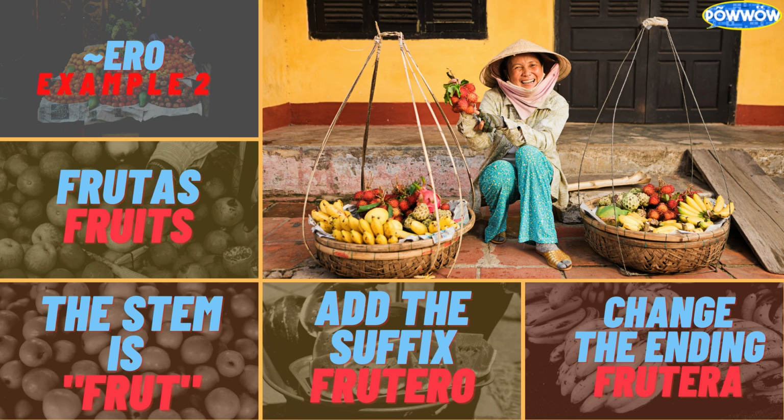Therefore, in this case, we have to change the ending from the O to A to refer to a female, because we know she's a lady. So now we're going to change the ending, and we have the final product, which is the word frutera, which means a female fruit seller or fruit vendor. And that's how you would come to this particular word just using ero. So if you were to hear this word in a conversation, you will be able to understand that it was referring to someone who sold fruits.